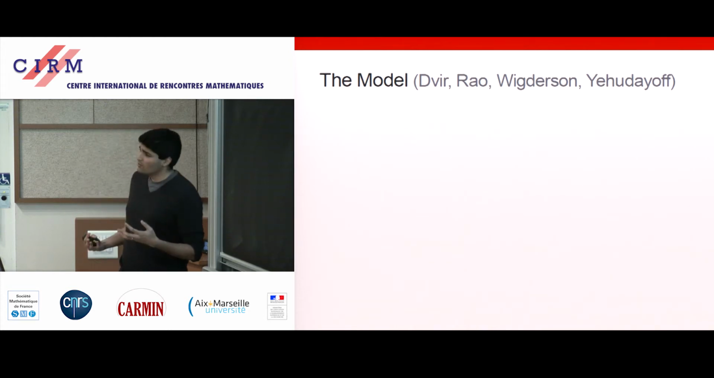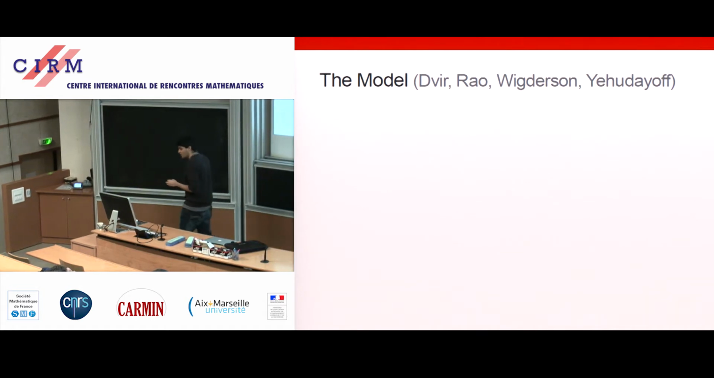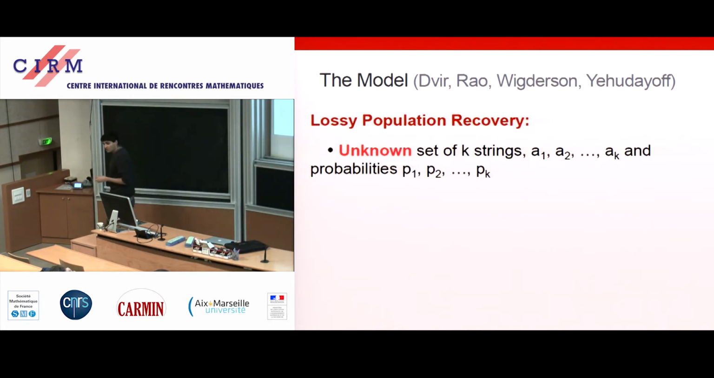I'll tell you another motivation for it later on, which is not just from paleontology, but this is called lossy population recovery. So just to make sure we're on the same page, this is the notation I'll be using throughout. There are k different species, which are binary strings, A1 through AK. They have underlying probabilities P1 to PK.